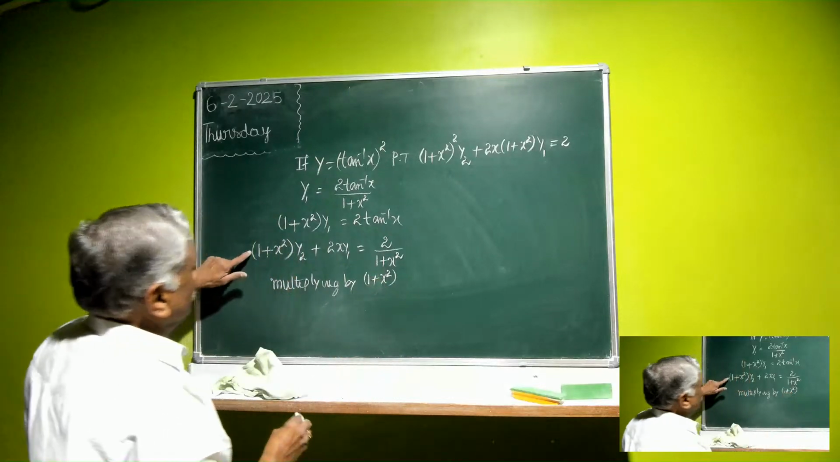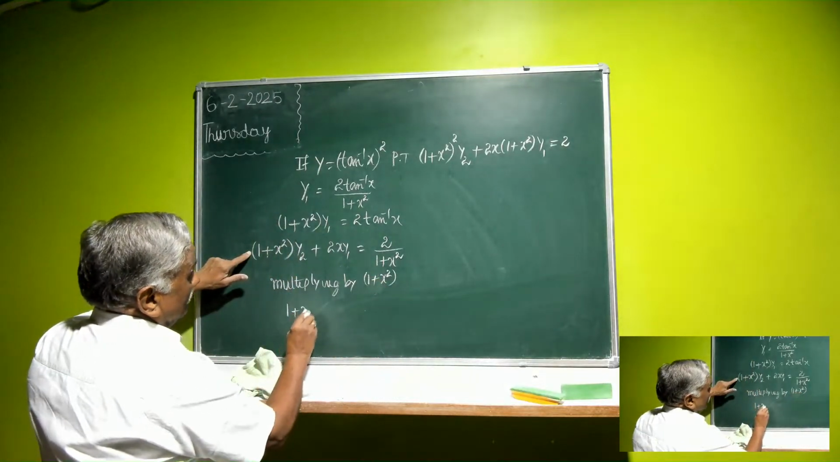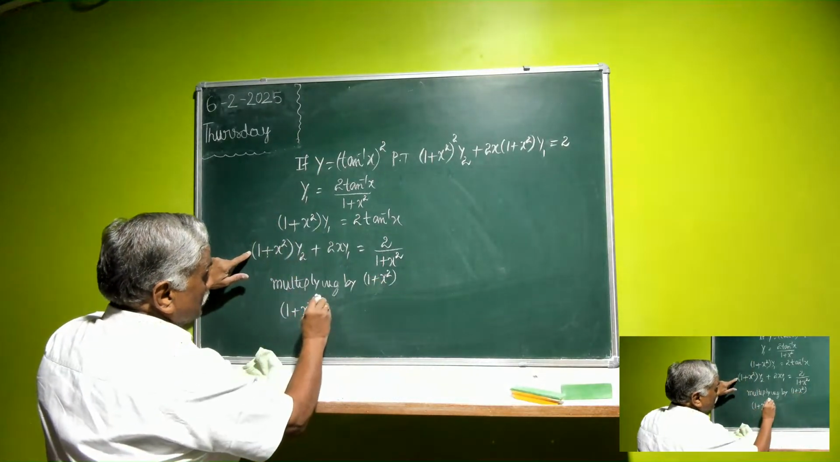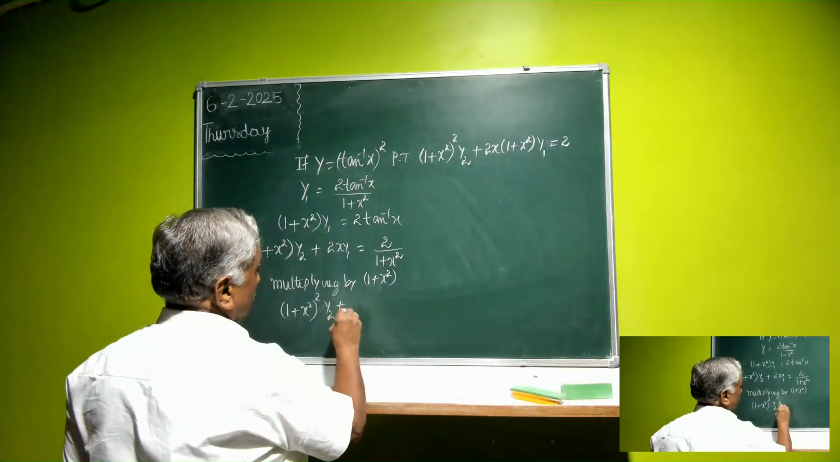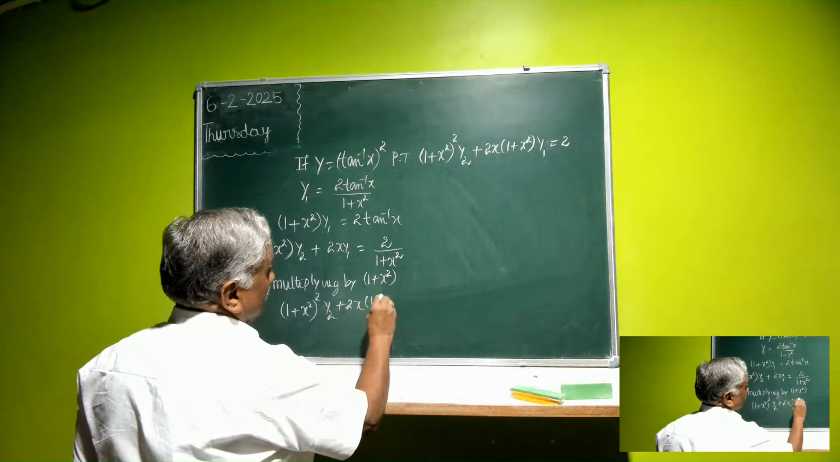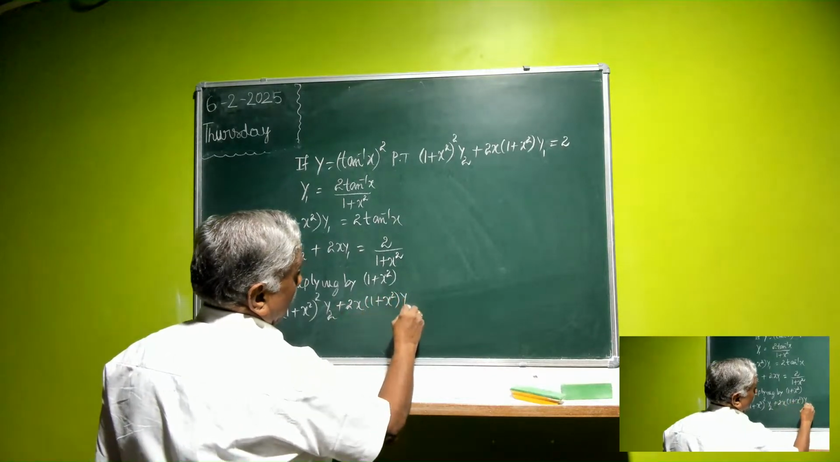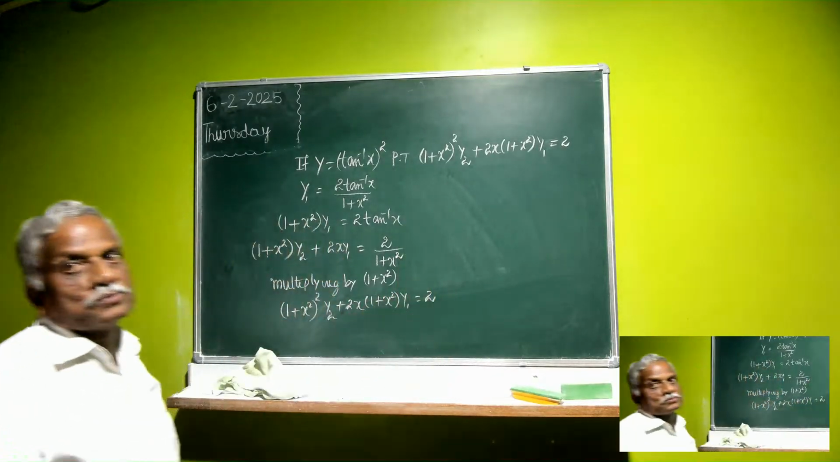What do you get? This becomes 1 plus x square whole square y2 plus 2x into 1 plus x square into y1. That is equal to.